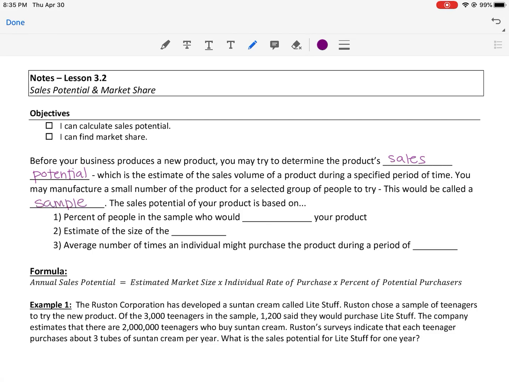right? And then the sales potential of your product is based on, number one, the percent of people in the sample who would buy your product. Number two, an estimate of the size of the market, so all the people in that category, and then the average number of times an individual might purchase a product during a period of time, because that also impacts, right? If you buy toothpaste compared to if you're buying televisions, televisions may cost more, but you buy toothpaste a lot more often. There's going to be different things going on with that.